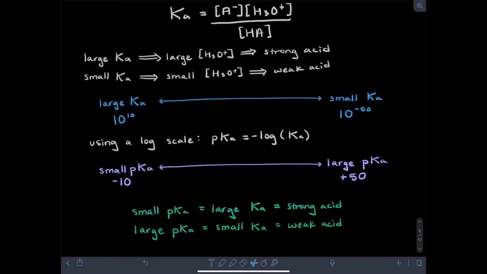So acids for which you get a small pKa, these would have a large Ka and would be considered a strong acid. These will readily lose their protons to a base, whereas a molecule with a large pKa would have a small acid dissociation constant Ka, and these would be weaker acids, less willing to donate their proton to a base.